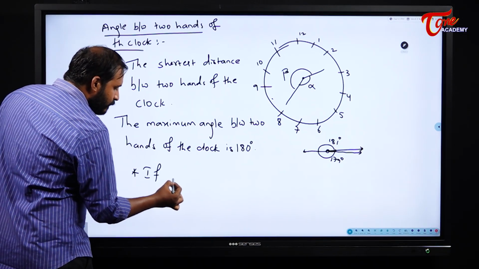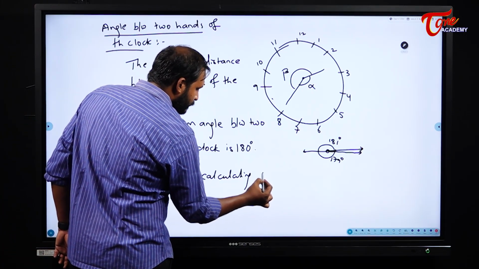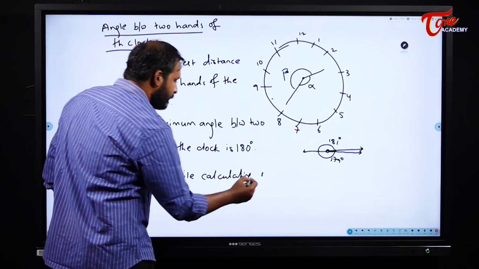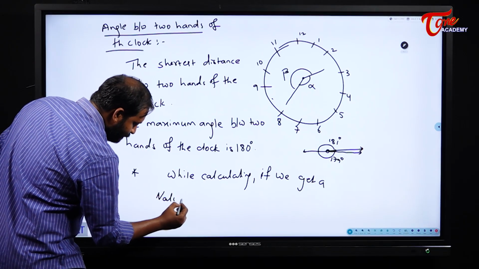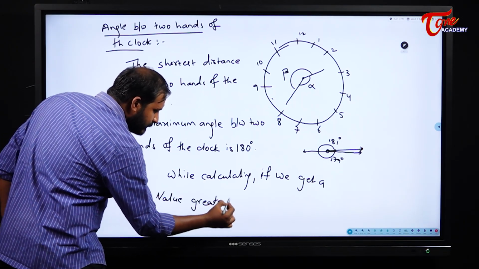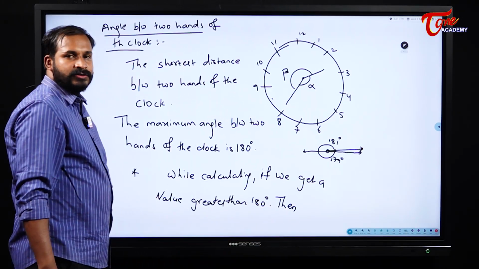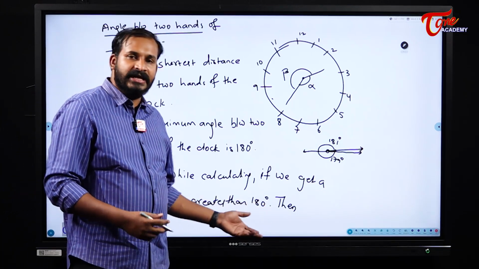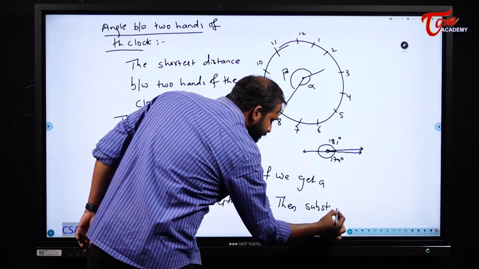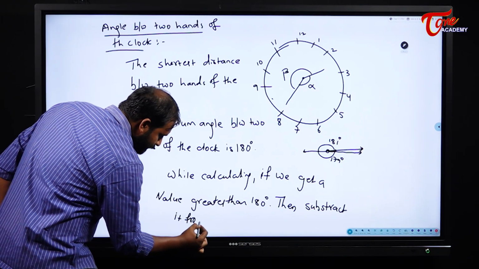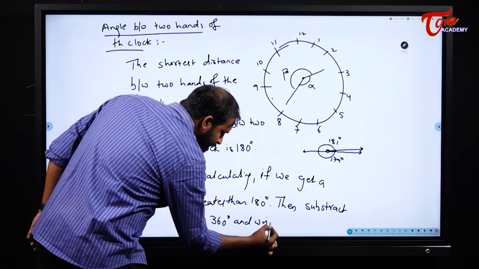If while calculating we get a value greater than 180 degrees, then we usually call it a reflex angle, or generally we can say that subtract it from 360 degrees and write the answer.